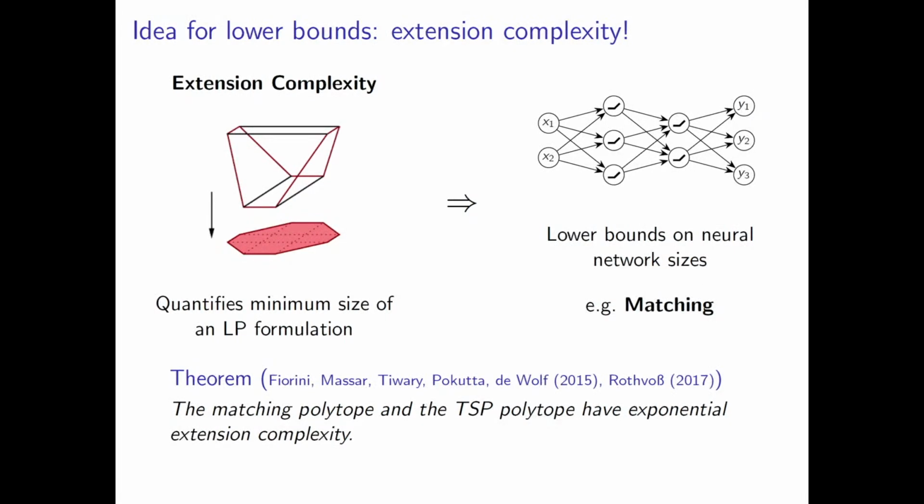So maybe this can be used to also prove similar lower bounds on neural networks, because the models of computation look a little bit similar.